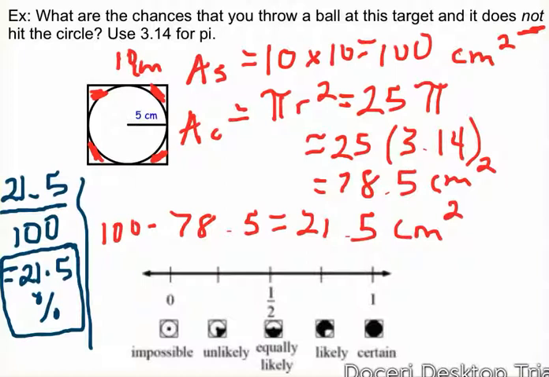Now, what we're going to do lastly is classify that, and that percent 21.5 falls in right about here. So we're going to call that an unlikely event. So now what you should be able to do is find the probability of any single event and classify it.